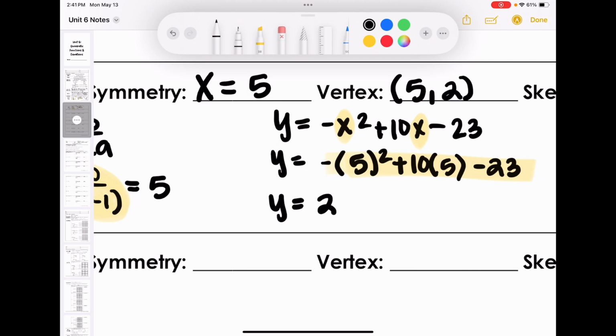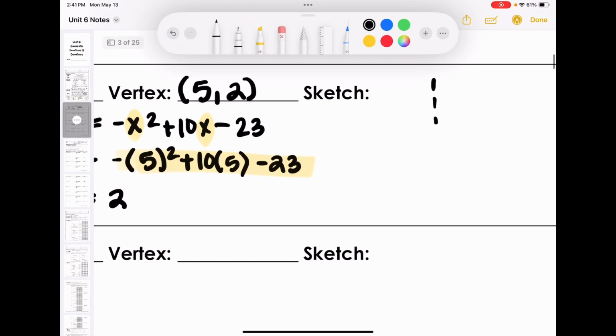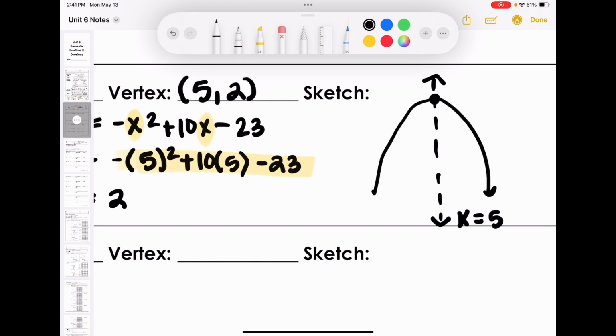All right, lastly, to sketch it, I'm going to start by drawing my axis of symmetry line. All right, and I'm going to label it x equals 5. Now I have to figure out if it faces up or down. So if I look back at my a value, it was a -1. So since it's negative, my graph is going to face down.